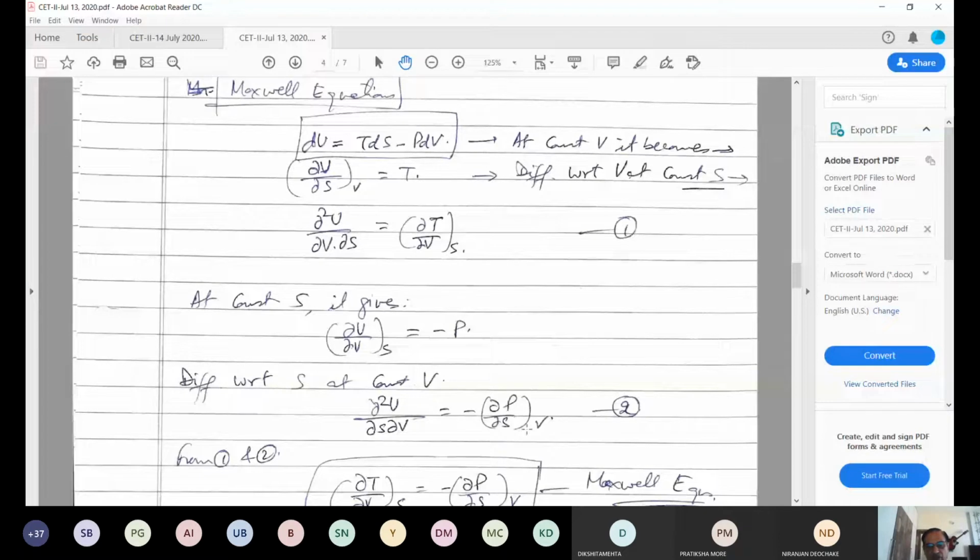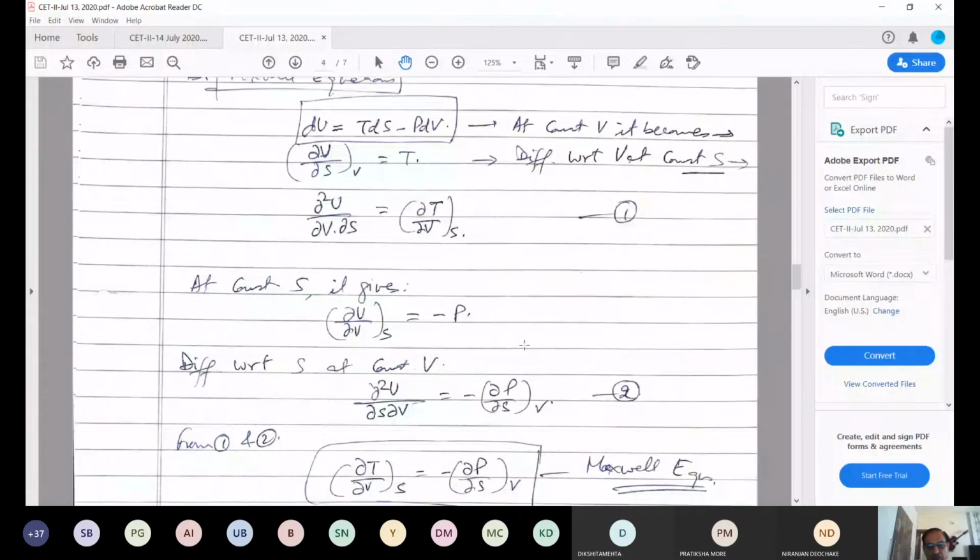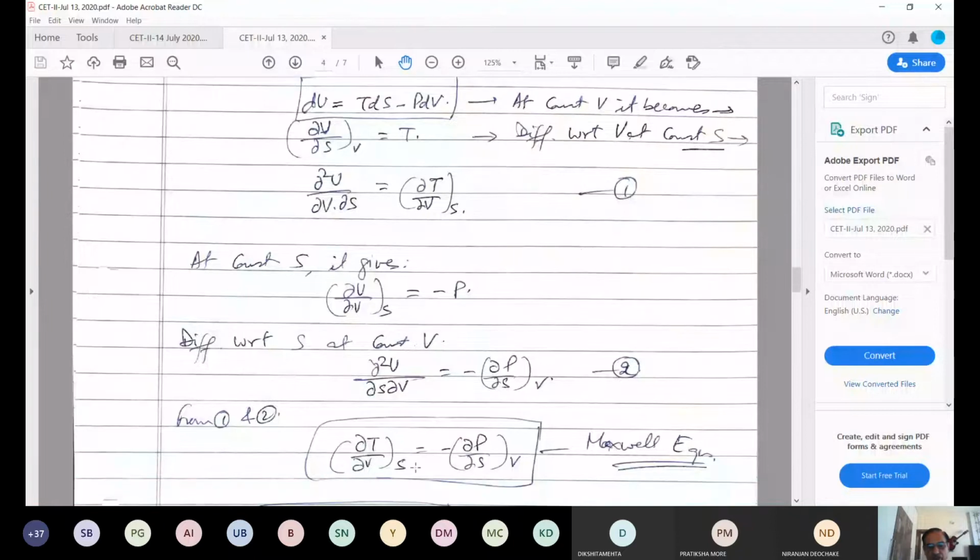If you compare equations 1 and 2, the left hand side is the same, so the right hand side has to be equal. So we get ∂T/∂V at constant entropy is equal to minus ∂P/∂S at constant volume. This is one form of the Maxwell equation.